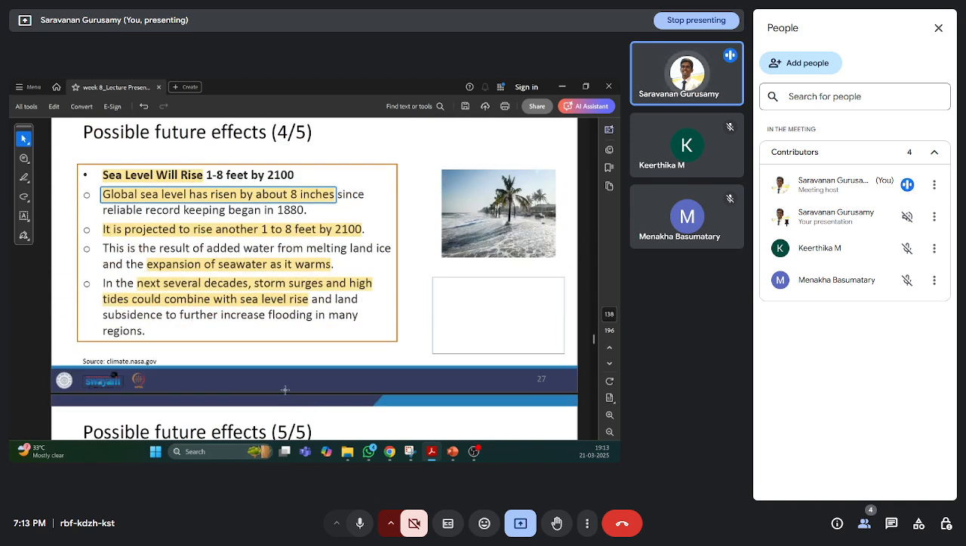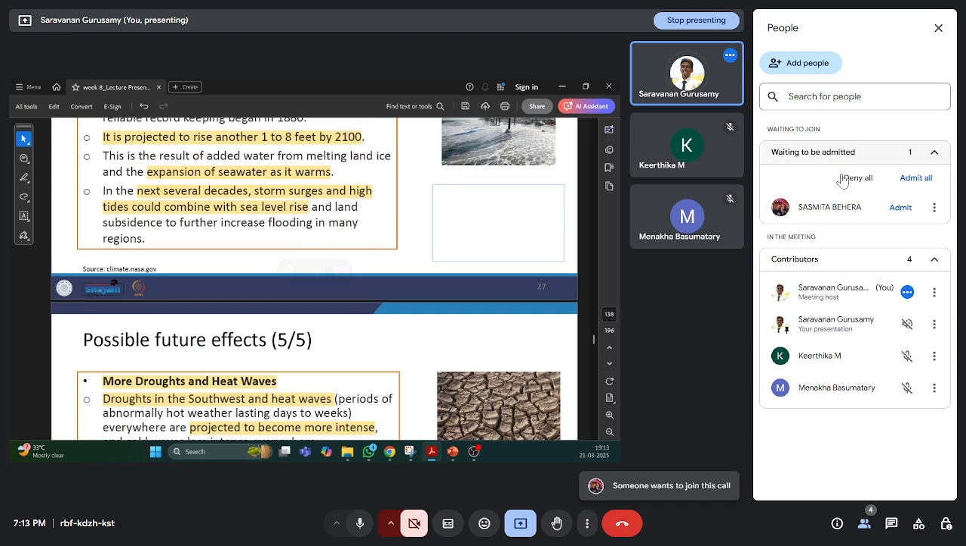Sea level will rise 1 to 8 feet by 2100. You can think about it as 8 feet or about 1 meter. Global sea level has risen 8 inches, and it is projected to rise another 1 to 8 feet by 2100, along with expansion of sea water as it warms. In the next several decades, storm surges and high tides could combine with sea level rise.